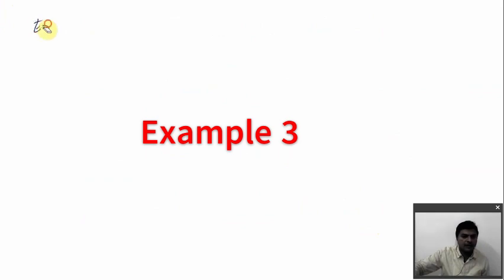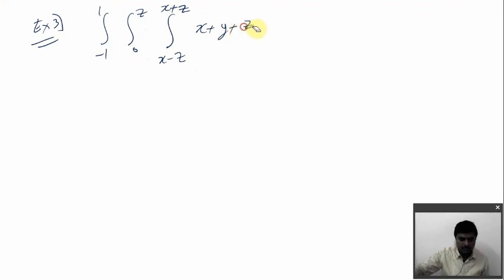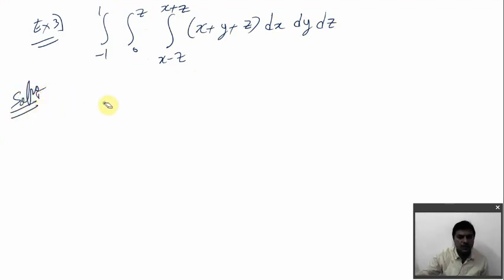Okay students, immediately we'll go to the next example. Quickly write down the next example, example number 3. So now you can see, students, this is evaluating the integration from -1 to 1, integration 0 to z, integration x minus z. I was discussing that some problems they will interchange x, y, z. So now you can see this is x, y and z they have given. So every time whenever they give this type of form, students, please see that you have to rewrite the question.